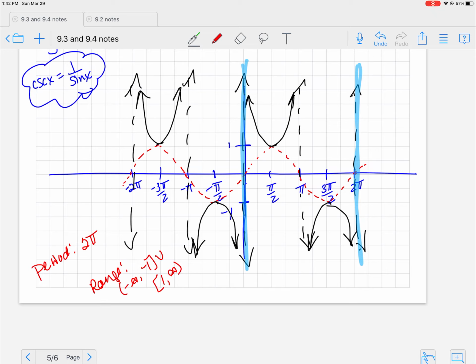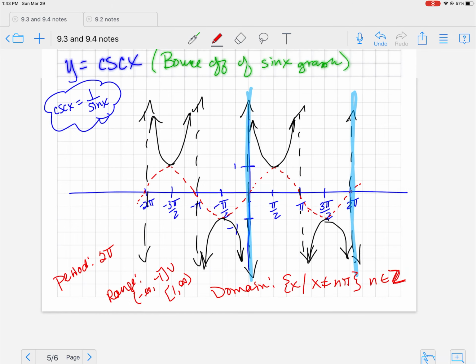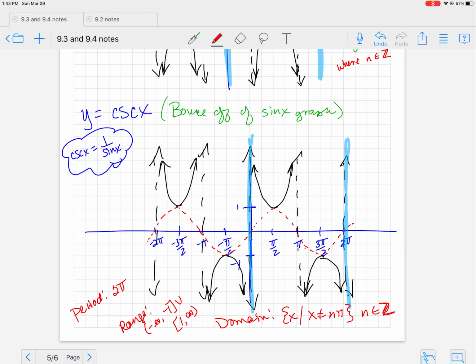All right. Now, where are my asymptotes for this one? Yeah, this one's easier because I don't have to worry about odd pi's over 2. Every single time I have an asymptote, it's hitting at a pi. So for my domain, I have all of the x values such that x cannot equal n pi. And again, n belongs to my integers. That's that Z. So that one's not so bad.